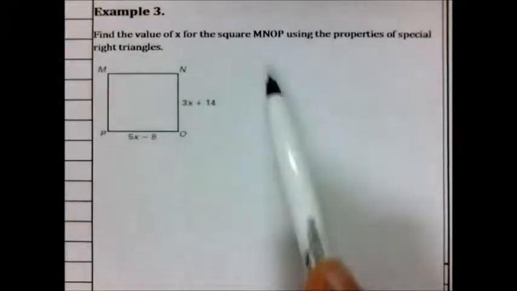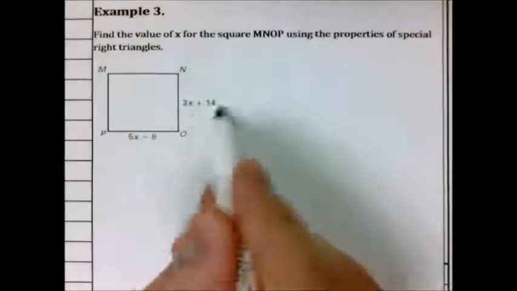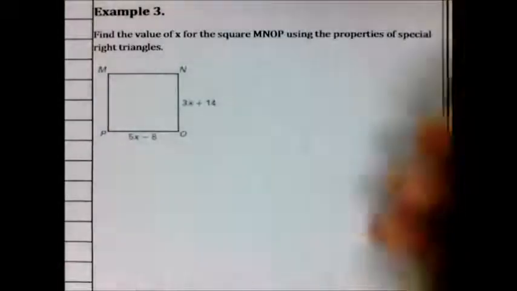Alright, our last example, we're going to find the value of x for square MNOP using the properties of special right triangles. And we know with squares that all of the sides are going to be equal. Every single one of those sides is going to be equal. That means 3x plus 14 has to be equal to 5x minus 8.